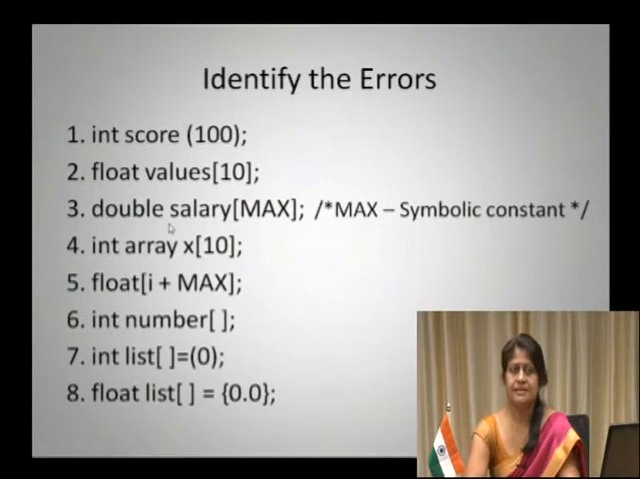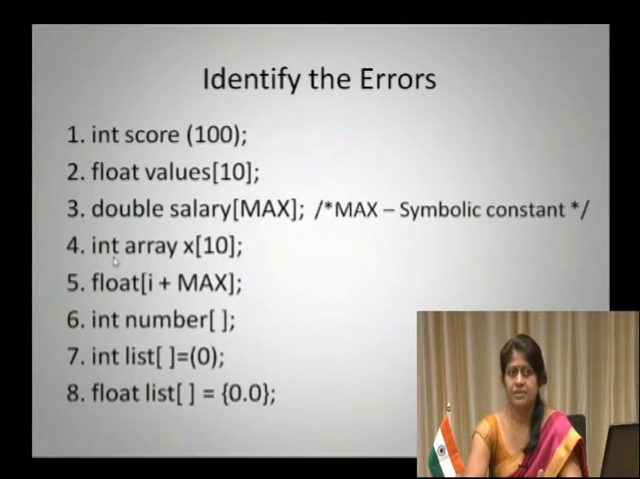Coming to the third example, double salary of max, where max is already a symbolic constant which is defined with some value. So, now we have a data type, array name, then the size or length of the array which is enclosed with a square bracket and terminated by a semicolon. This is a correct declaration.